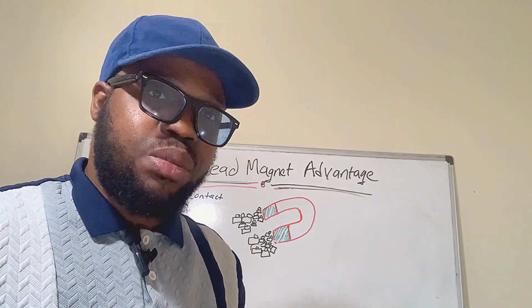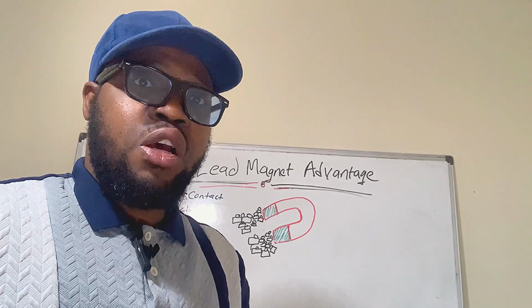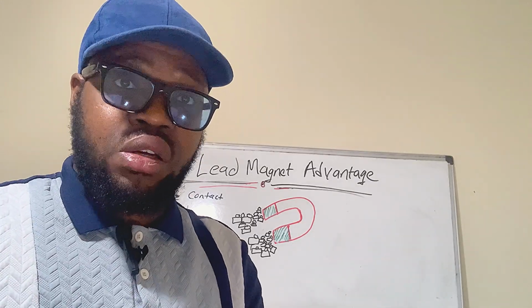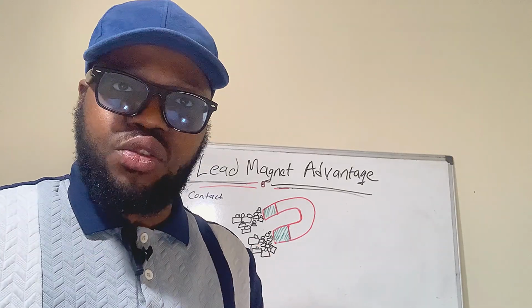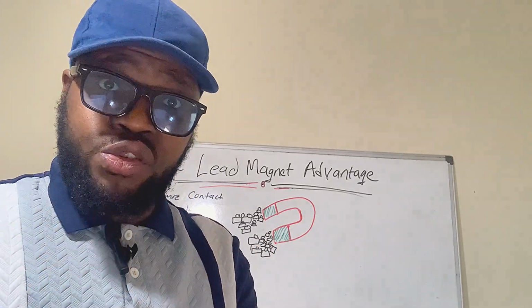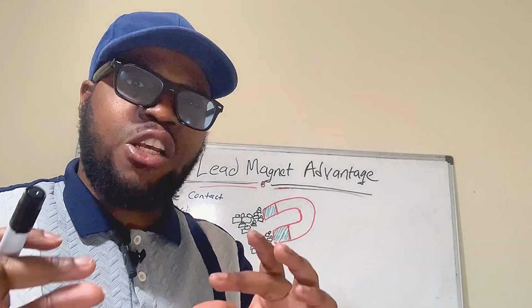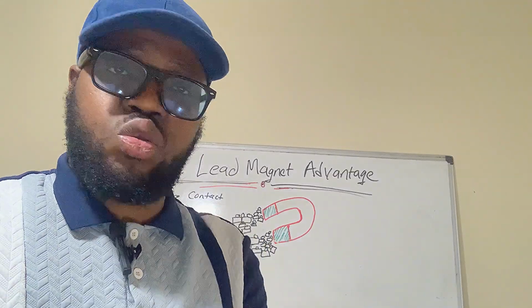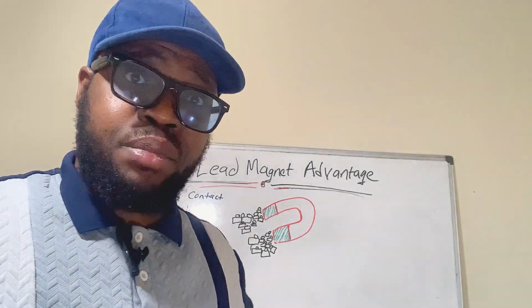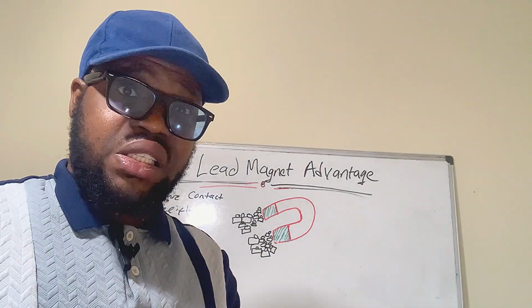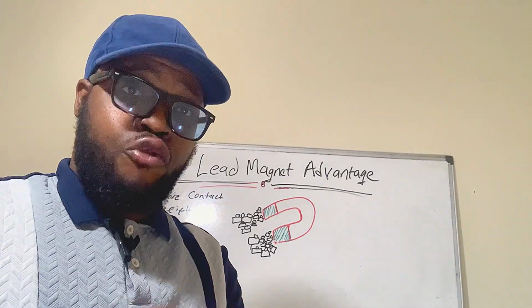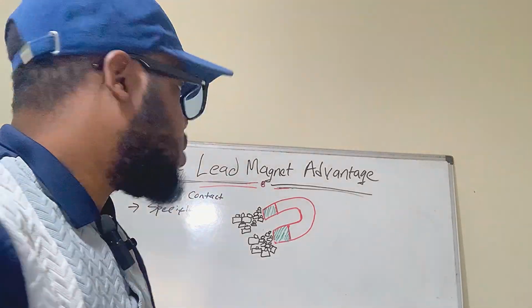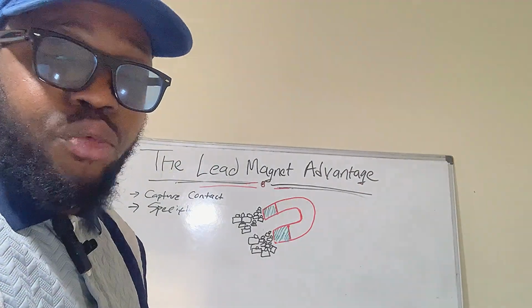So it has to be specific for your target audience. If your target audience are realtors, it has to be specific for them. If they are coaches and consultants, your lead magnet has to be specific for them. That way it helps you to filter out people that will not be interested in your main offer. So it has to be specific for your target audience. Specificity is very, very important.